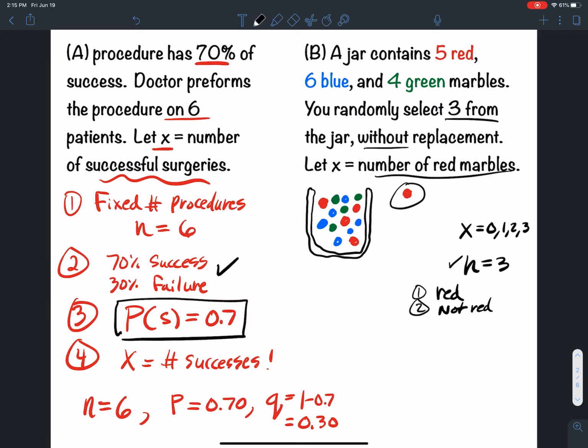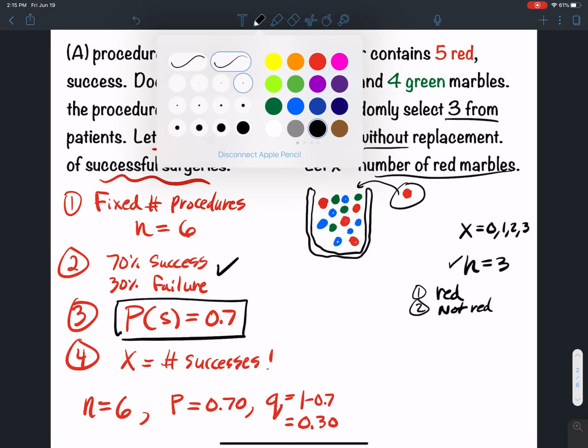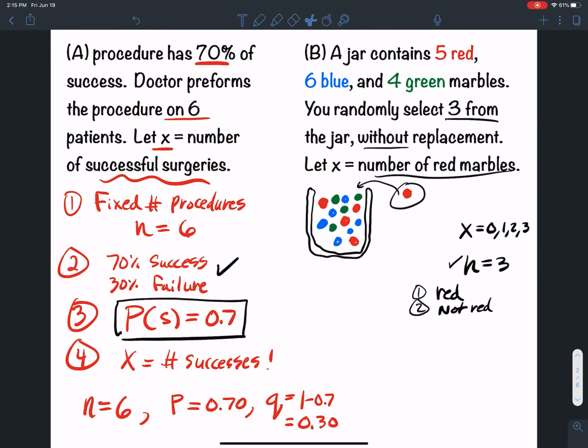Let's see, what's the probability of drawing that first red out? Okay, well, how many reds are there total? Let's think about this for a second. How many reds are there total? Well, there's 1, 2, 3, 4, 5. So the probability of that first red is equal to 5 out of how many total? 5, and then 10 gets me 15. So that's 1/3, right, for that first red.